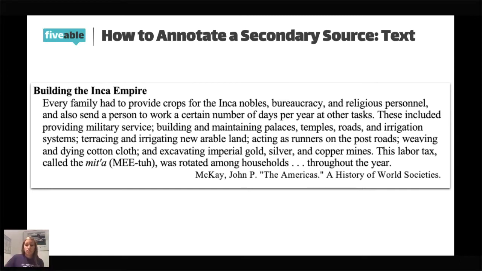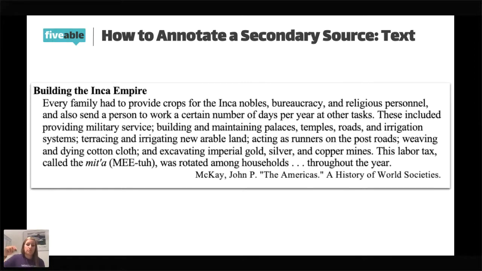Then you can also write in the margins. When we have something this big, the first sentence obviously is going to be the argument, but it's not so much a claim or an argument. It's just saying that they did certain tasks. So I could write in the margins: labor as tax for the empire.